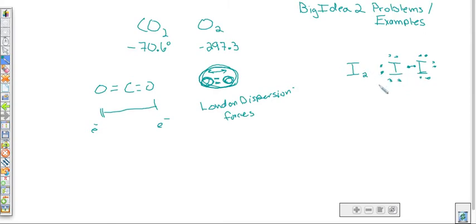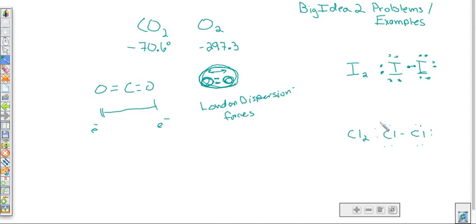So here's iodine, right? And here's chlorine. They look identical, right? So they're just like this. We got all the dots. And so their structures are essentially identical.